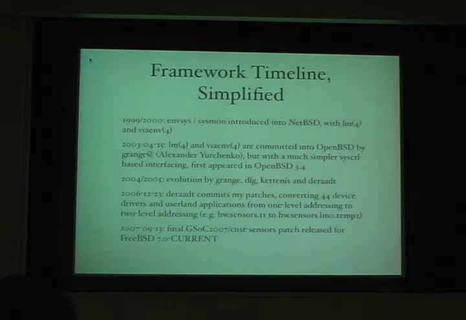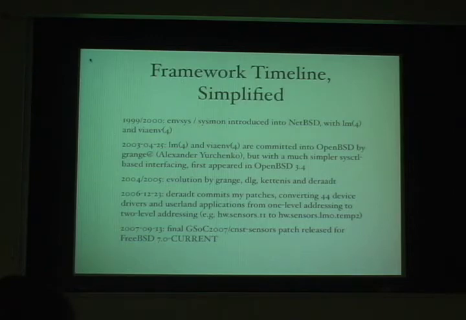To port the framework to FreeBSD. And in September 2007, the final patch was released for FreeBSD 7.0-current. It has been committed to DragonFly BSD, and then it has also been committed to FreeBSD. And it has then been backed out of FreeBSD.